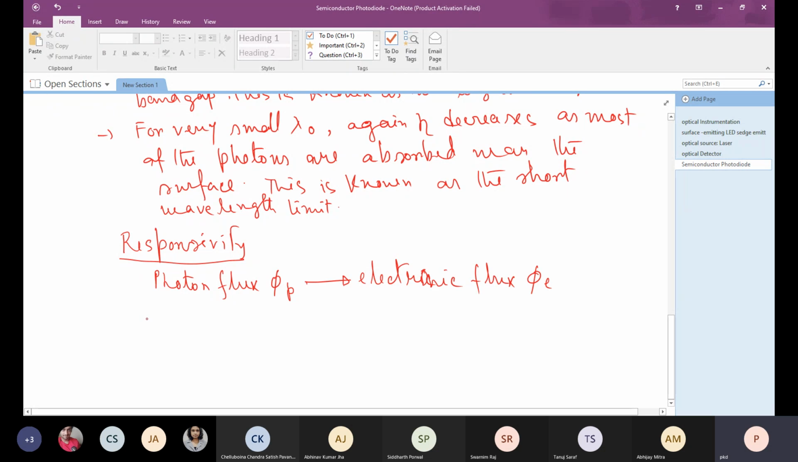Now if we short circuit the photodetector after incidence of some photons, we will get a short circuit current.